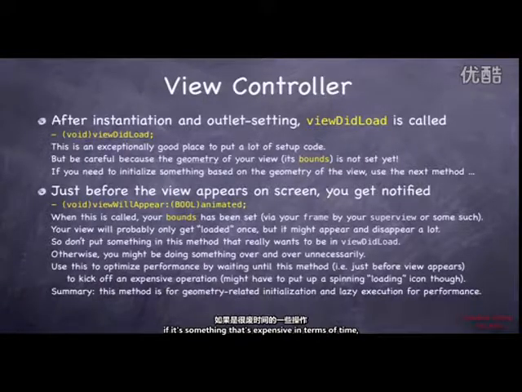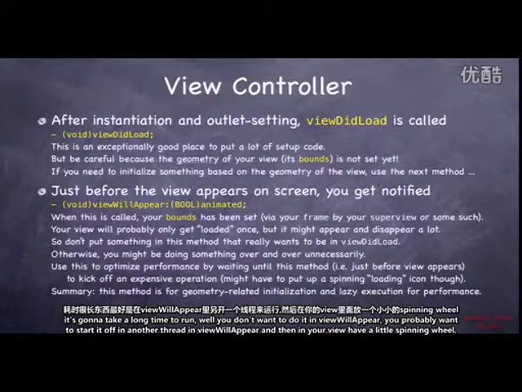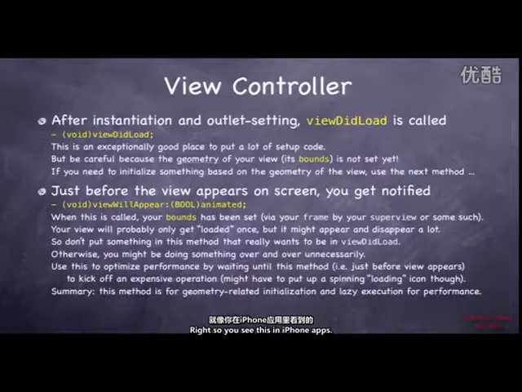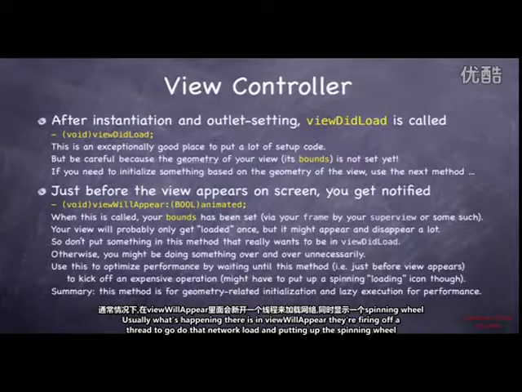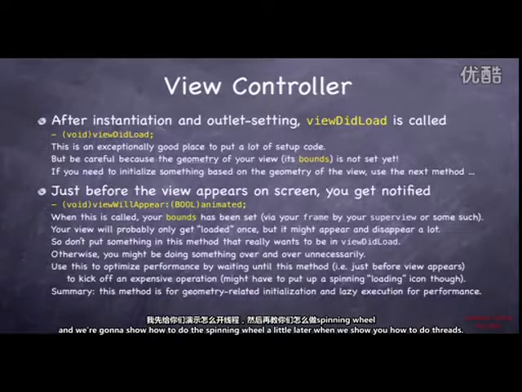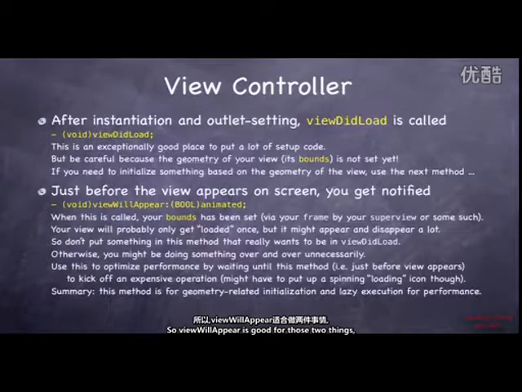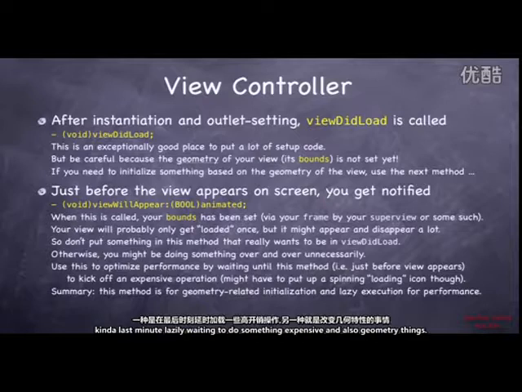If it's something that's expensive in terms of time, it's going to take a long time to run, well, you don't want to do it in viewWillAppear. You probably want to start it off in another thread in viewWillAppear, and then in your view have a little spinning wheel. Right? So you see this in iPhone apps. You click some button and the screen changes right away, but then there's a spinning wheel because it's loading something from the network or whatever. Usually what's happening there is in viewWillAppear, they're firing off a thread to go do that network load and putting up the spinning wheel. And we're going to show how to do the spinning wheel a little later when we show you how to do threads. So viewWillAppear is good for those two things, kind of last minute, lazily waiting to do something expensive, and also geometry things.